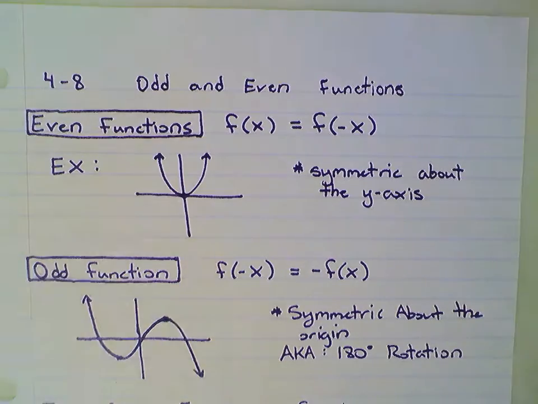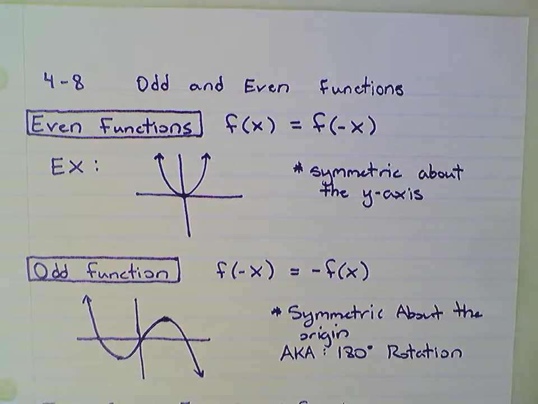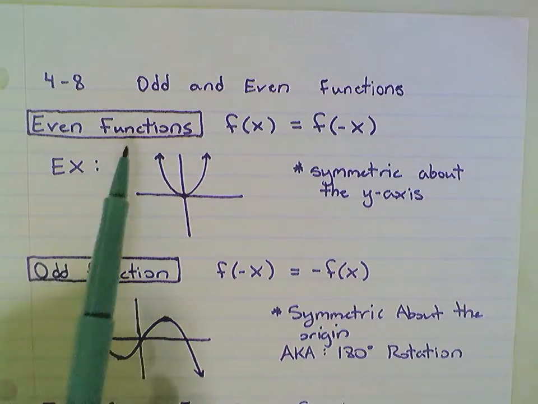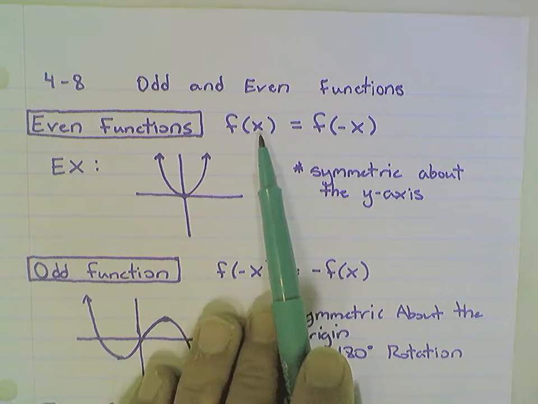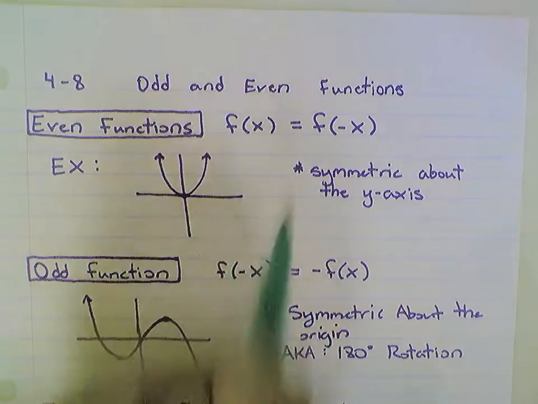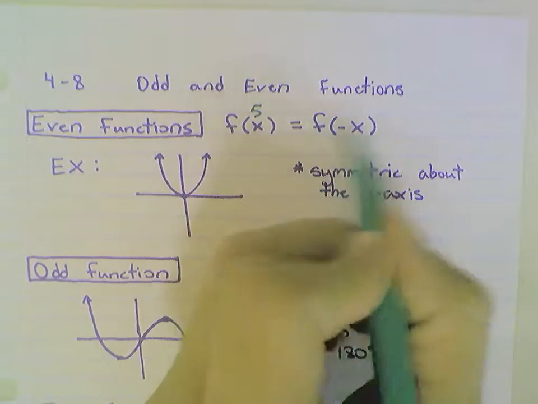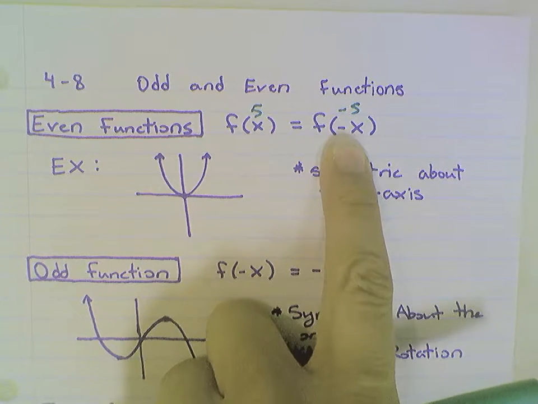Alright, in this video I'm going to talk about odd and even functions. So an even function is described as a function that if you were to change your inputs to the opposite inputs. So for instance, if I were to plug a 5 in here, and then if I switch that to a -5, the function still gives me the same value either way.